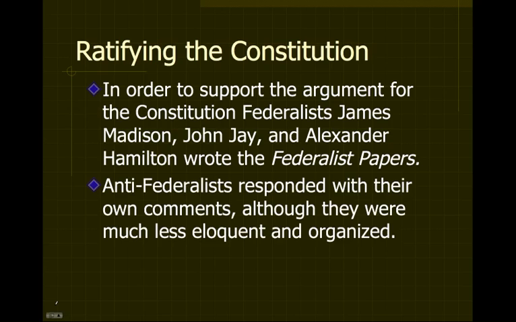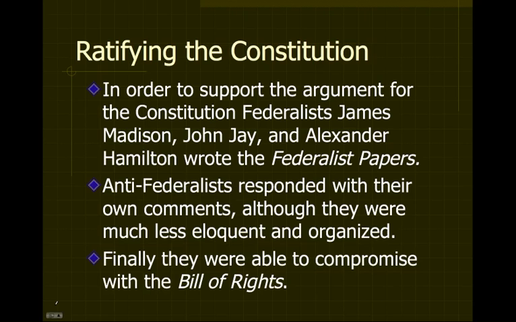Whereas the Anti-Federalists basically just played response to the Federalist Papers. They didn't have a specifically organized idea that they wanted to support. They were just in opposition to the Constitution, mainly because it created so much central power and created a strong central government that they were afraid of. They wanted to keep the states where most of the power was.